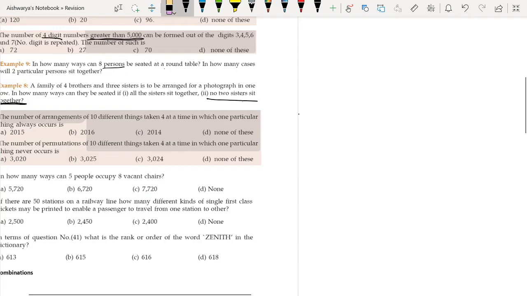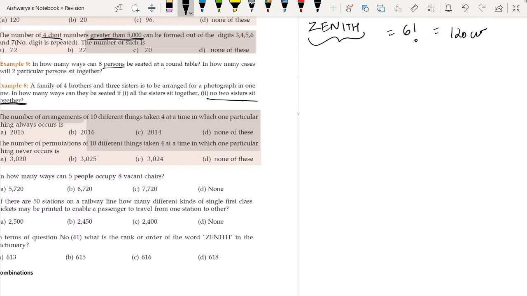Zenith is Z-E-N-I-T-H. 6 letters, nothing repeated, so 6 factorial. So 6 factorial means how many ways? 120 words can be formed, or 120 words can be listed in a dictionary. So when you list down these 120 words in a dictionary, what is the rank of the word zenith? The question is, what is the rank or order of the word zenith in the dictionary?